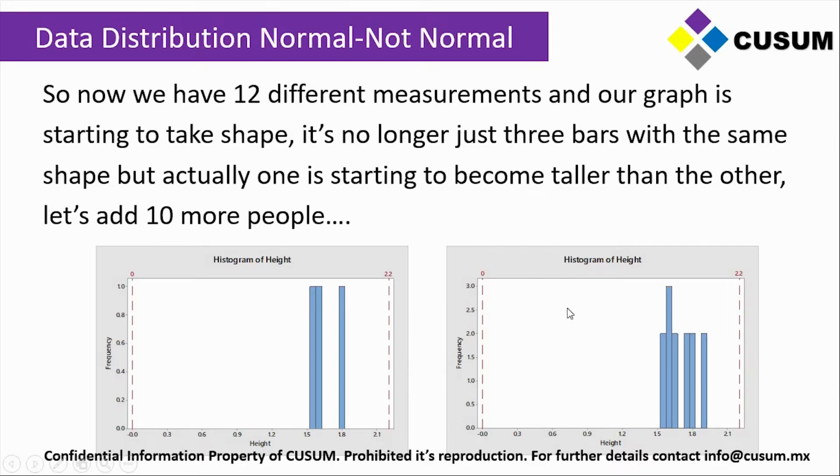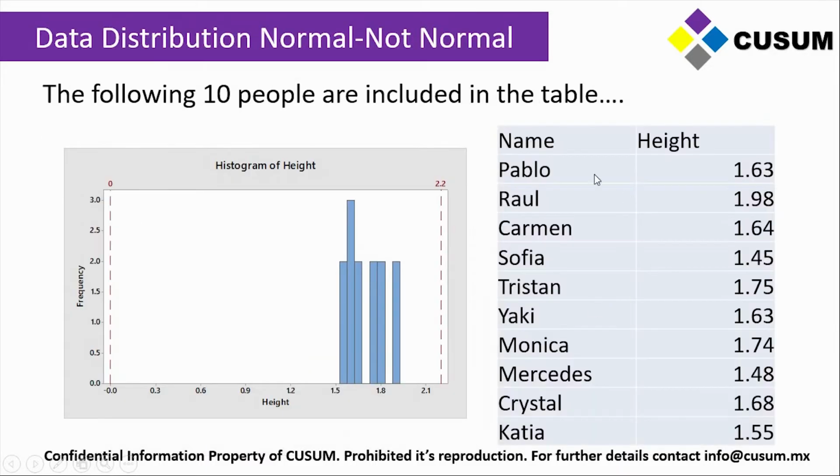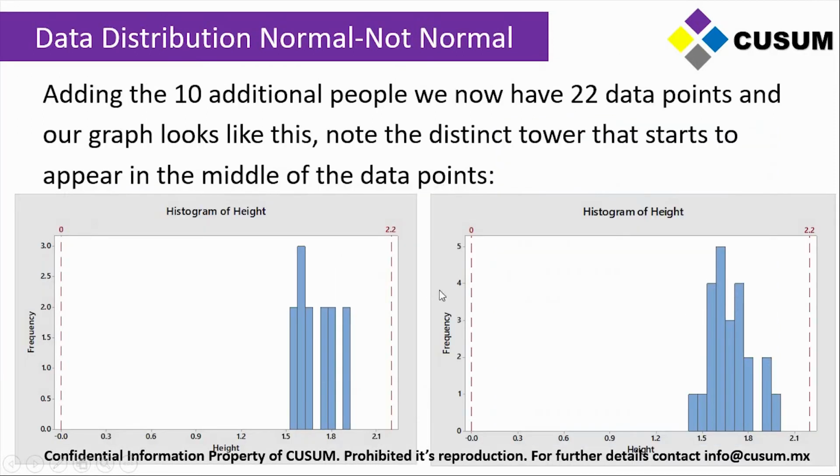So I don't have anyone over here. Apparently nobody is less than 1 meter tall, but I'm starting to see that there seems to be a consensus between how tall my friends are. Let's say I had another 10 people: Pablo, Raul, Carmen, Sofia, Tristan, Jackie, Monica, Mercedes, Crystal, and Katia. So I add them all to our graph, and this is the original one, and this is with another 10 people. Now I have 22 data points.